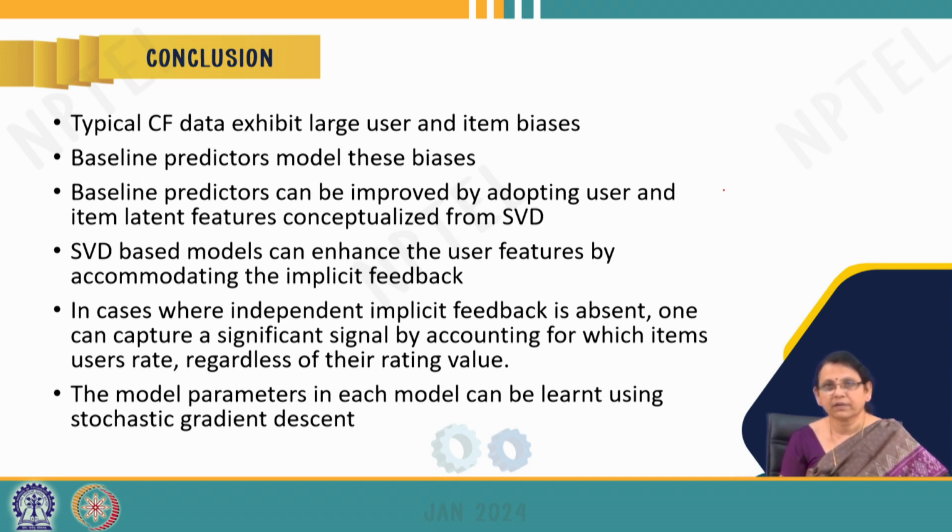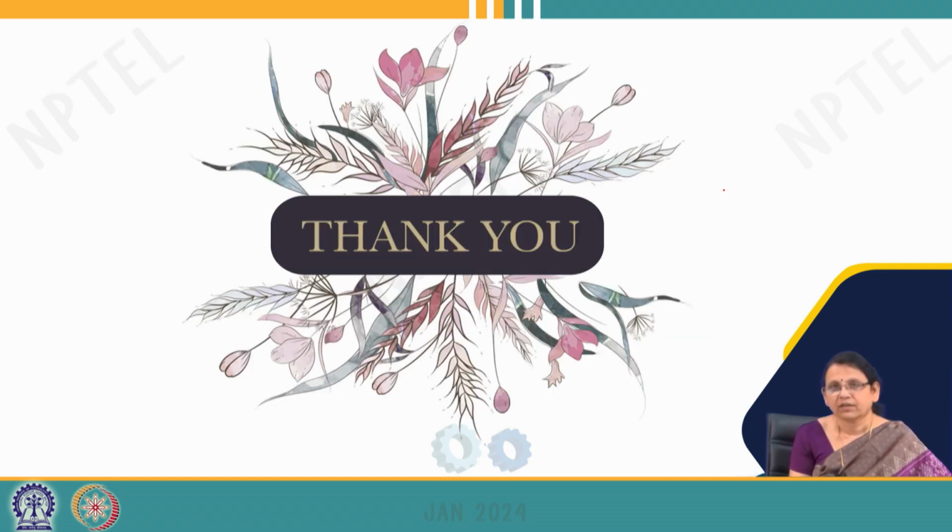Now, these model parameters can be learned using stochastic gradient descent. For this purpose, we have to take the error function, find the partial derivatives with respect to each of the variables, and develop certain equations, which can be used to iteratively update these values starting from certain random values. Thank you.